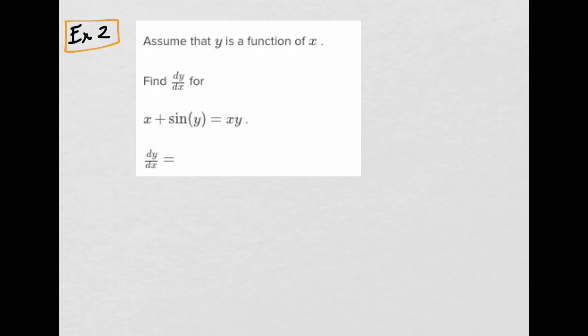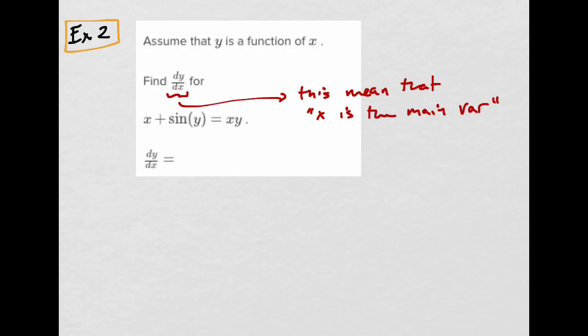Okay, assume that y is a function of x, so y is not just a constant, that's why they say that, and it's a function of x, so let's find dy/dx. Let's find the derivative of y with respect to x. In this, remember, x is the main variable here, because that's how you tell. So, let's take the derivative.